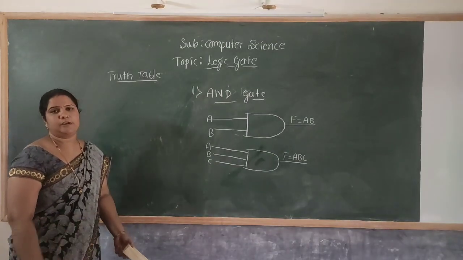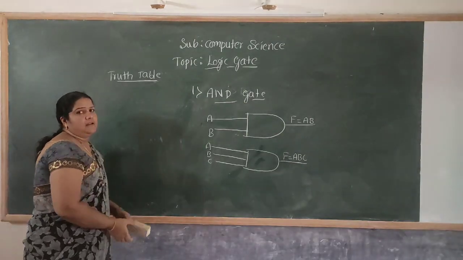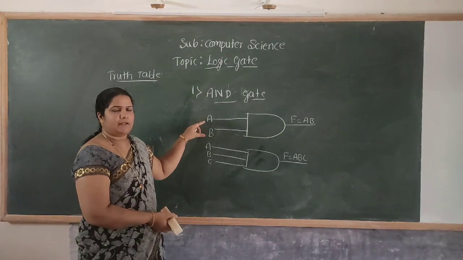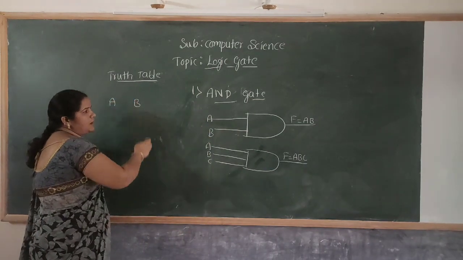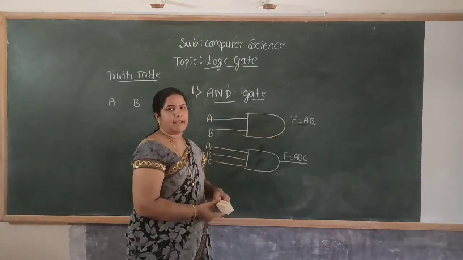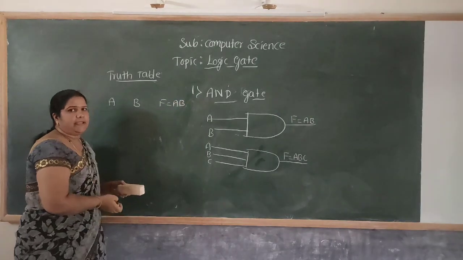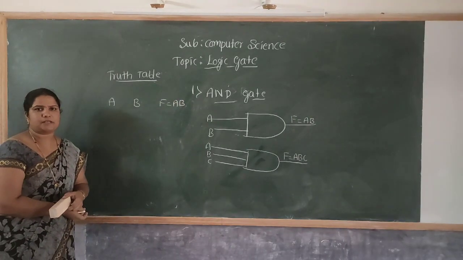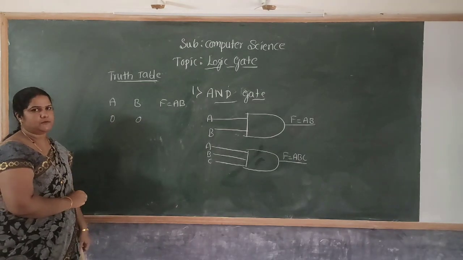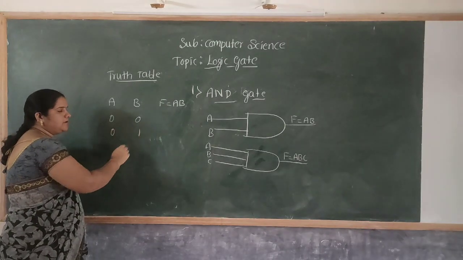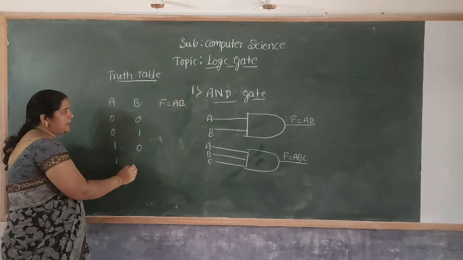The truth table represents the set of all possible values. In this logic symbol there are two inputs, A and B, and the output will be F equals A into B. With two inputs there are four combinations: A value 0, B value 0; A value 0, B value 1; A value 1, B value 0; and A value 1, B value 1.